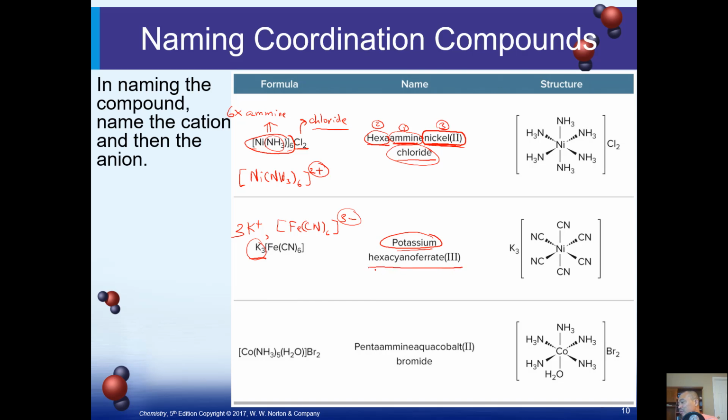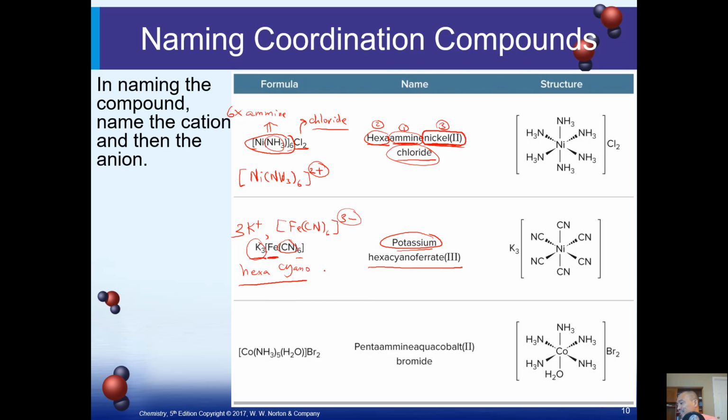Do remember CN is called cyano. That's step 1, you name the ligand. Then you put the prefix: 1, 2, 3, 4. No prefix for 1, but 2 is di, 3 is tri, etc. We have 6 of them, so that's why this is called hexa. Hexacyano. Then the next step, step 3, is the metal cation itself.